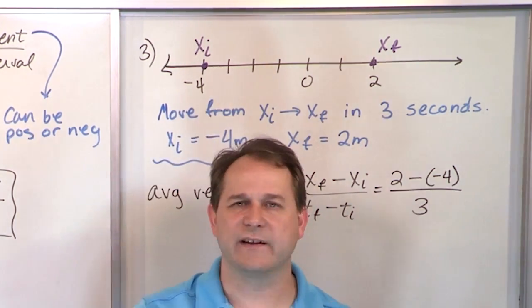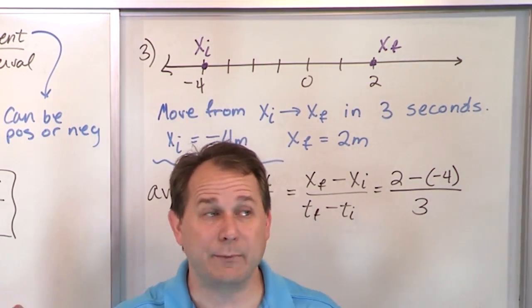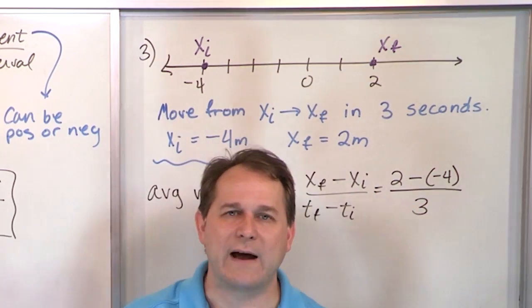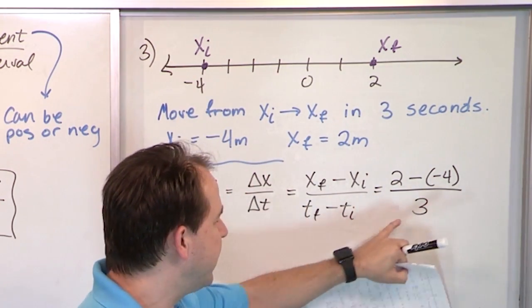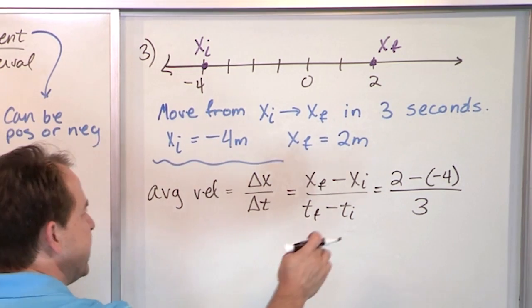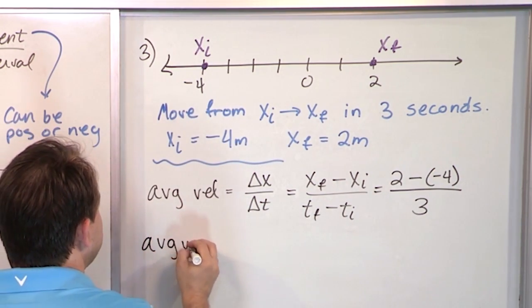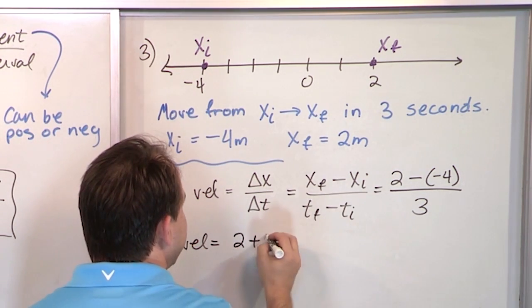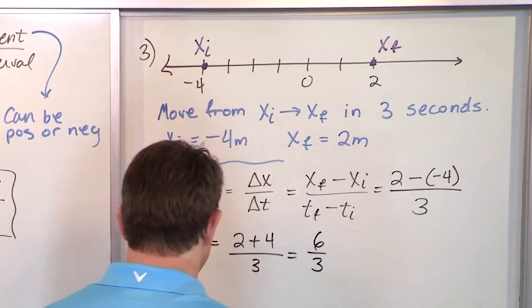Elapsed time is always going to be positive because the final time is always bigger than the initial time, because time only goes one way. Yes, we can think of negative time, but we never travel through negative time. So your delta t is always going to be positive in the bottom. So we notice the double negatives here. Average velocity on the top is 2, but the double negatives make a positive. So 2 plus 4 over 3 is 6 over 3.